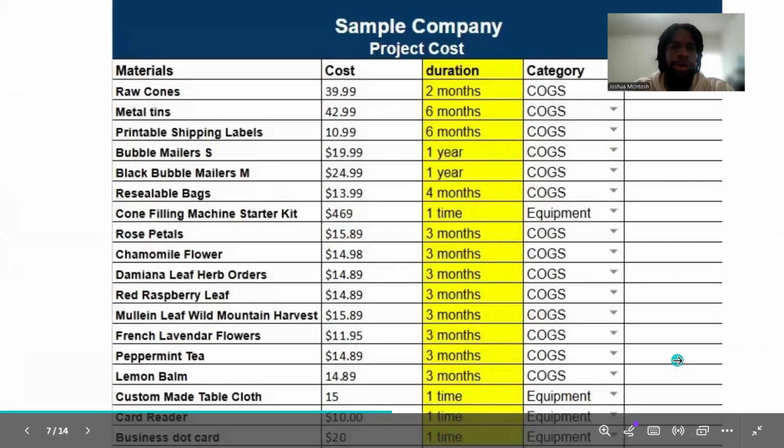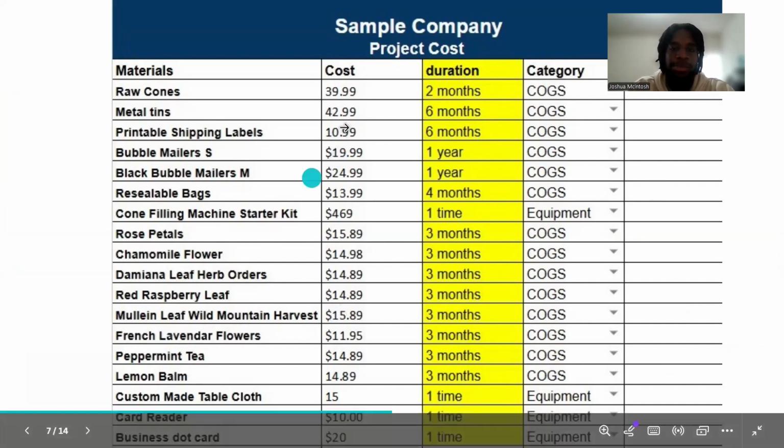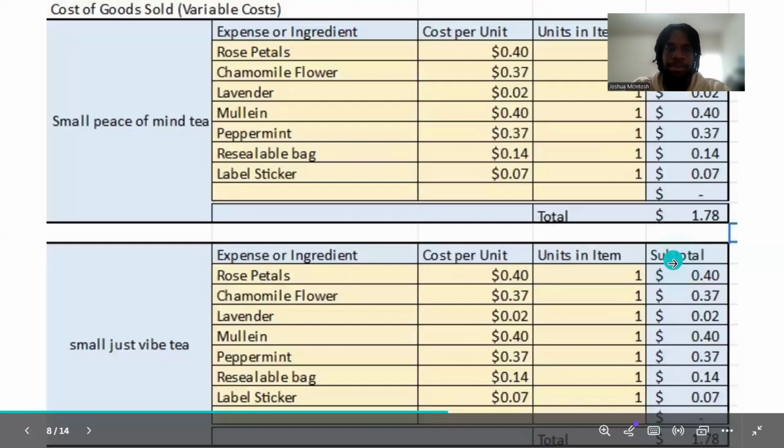And you're asking, what about the expenses? We add the expenses by taking the cost of the business beforehand, and we just put the duration of each time that we buy them in order to create that budget. And after we have the cost and the duration, we break it down into categories so we know where to put them on the profit and loss statement.